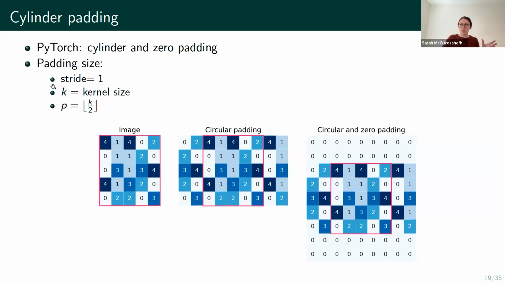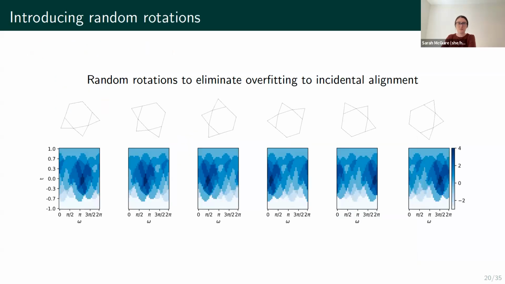But if we assume that K is our kernel size and the stride is 1, and we define the padding to be K divided by 2, this has the effect of preserving the feature map size. That means the input image size and the feature map size would be the same, which is what we choose to do for our implementations.